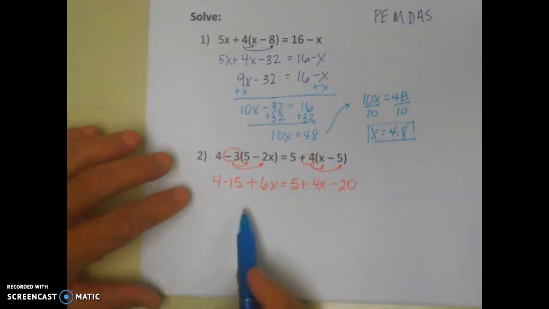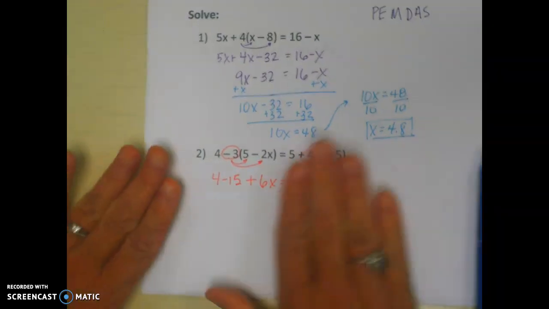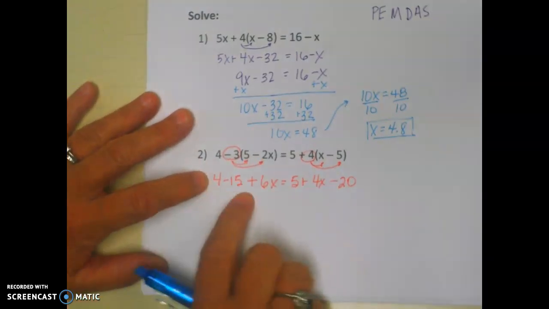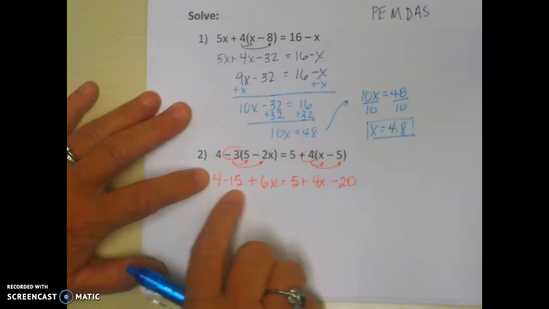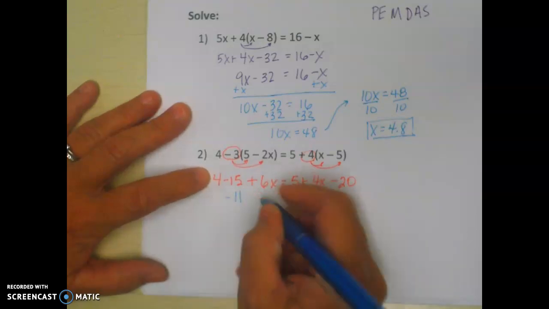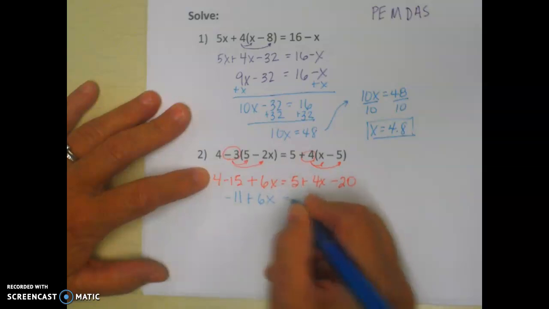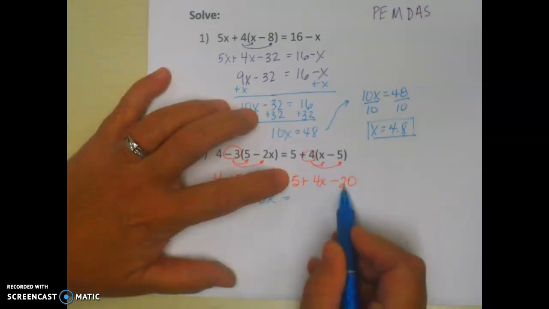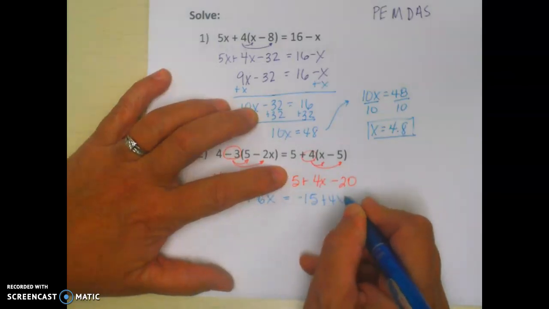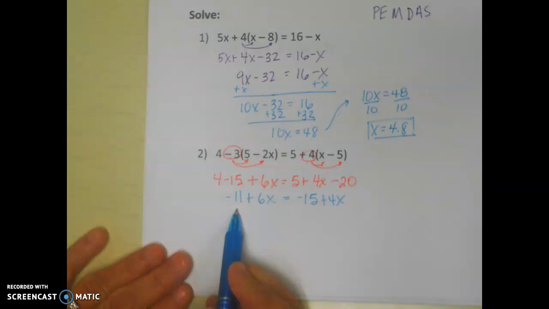Now, I'm going to combine like terms. Remember, just focus on each side of the equation until you can get everything simplified. So if I focus on this, I can combine the like constants. They're not like, but they're both constants. So 4 minus 15 would be a negative 11. And then I just have the plus 6x. Over here, I can combine the 5 and the negative 20, which would be negative 15 plus 4x. There's nothing else I can simplify here or here.